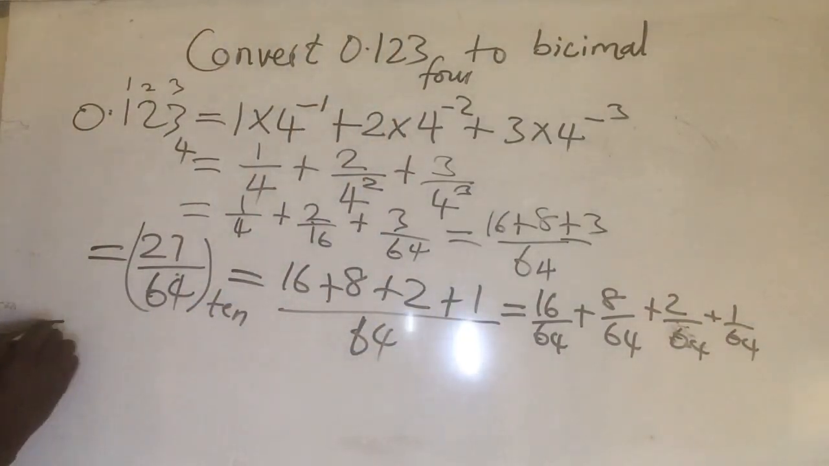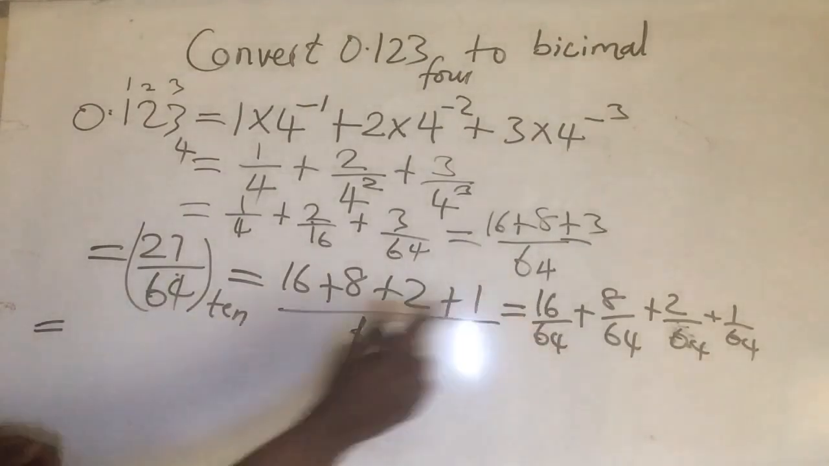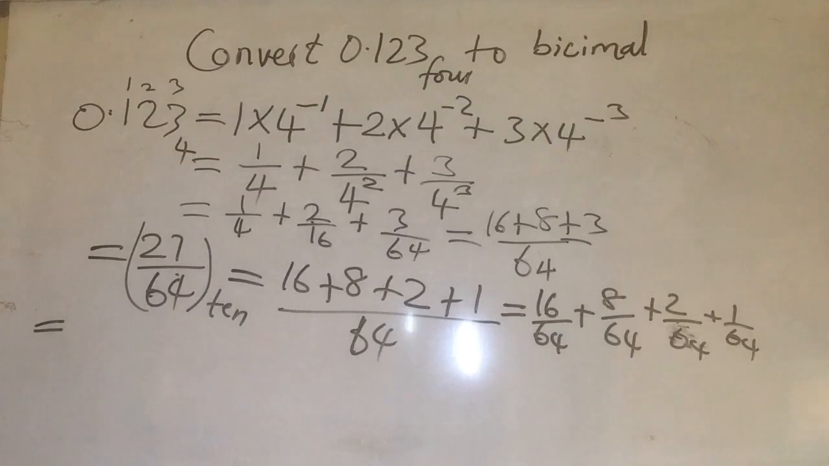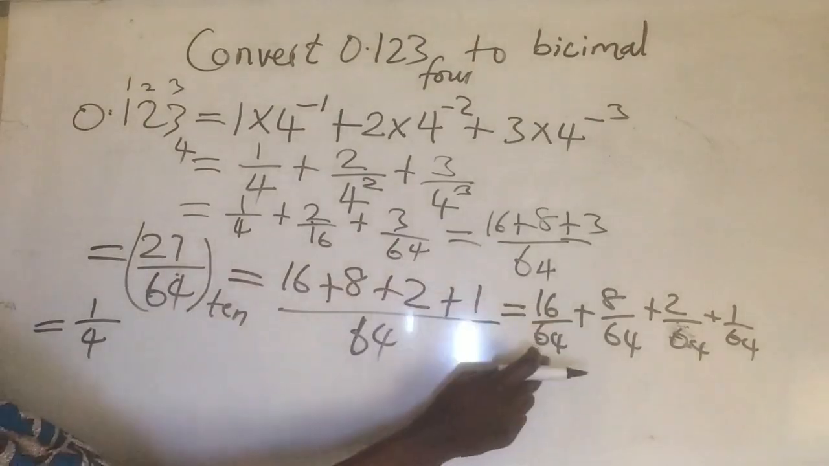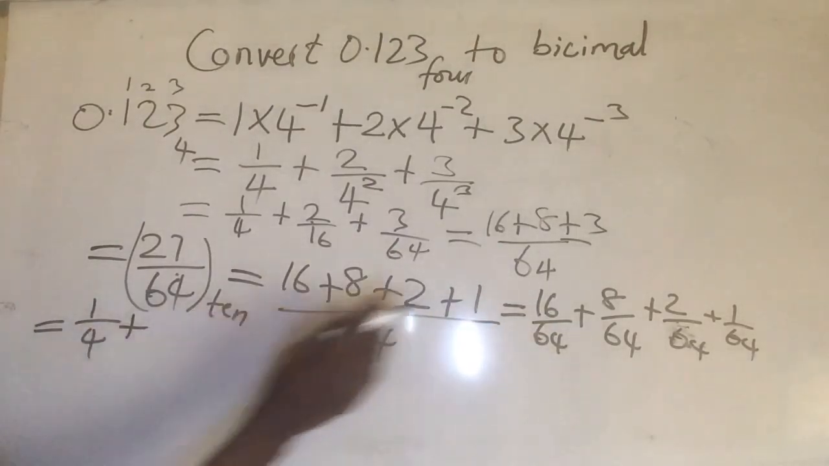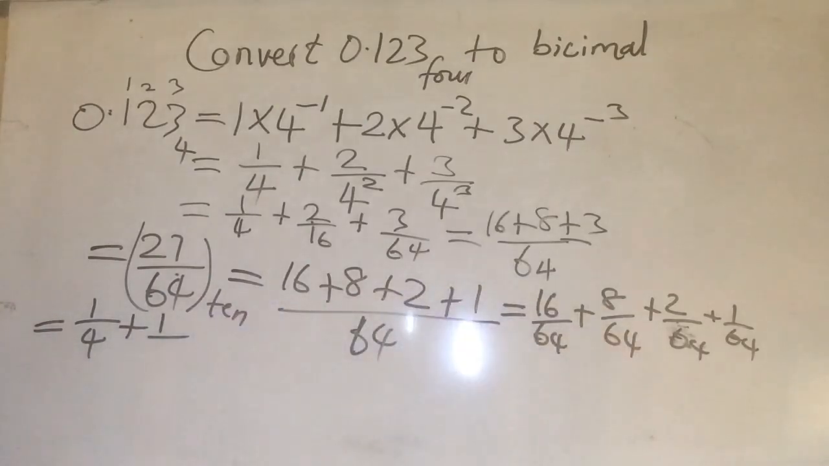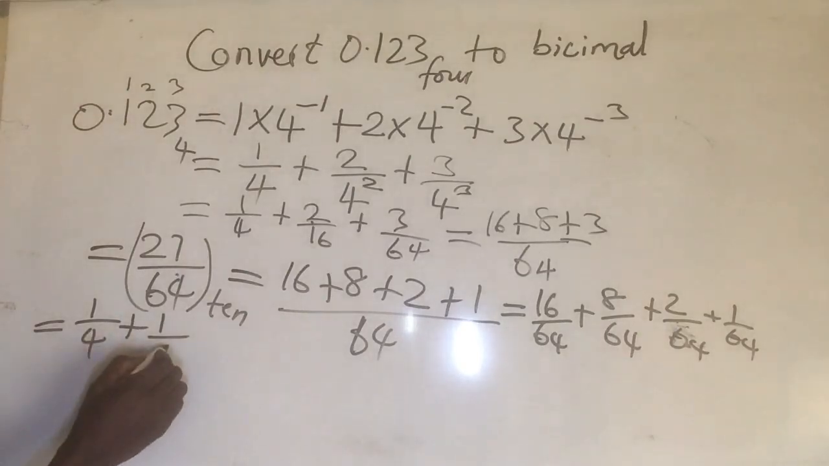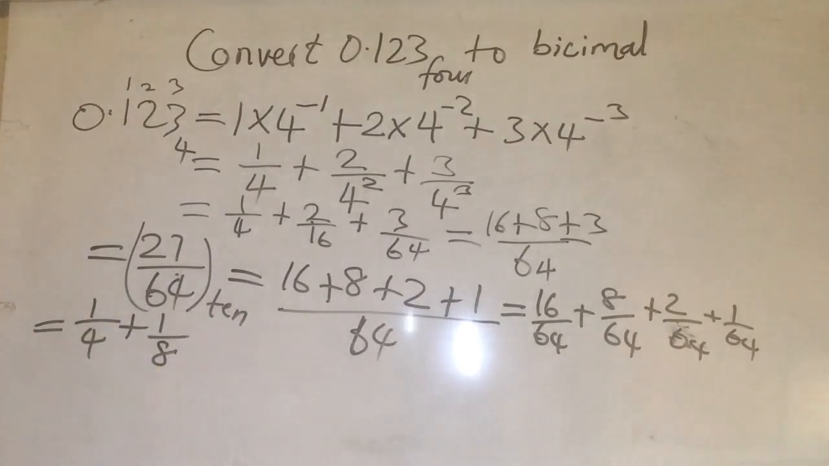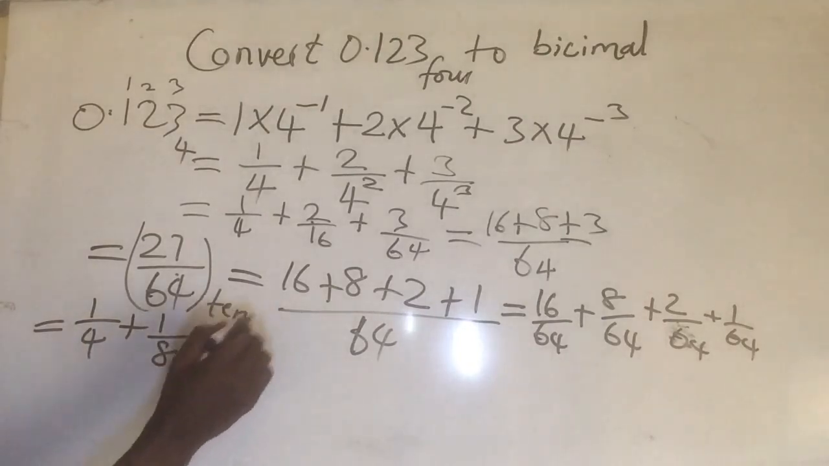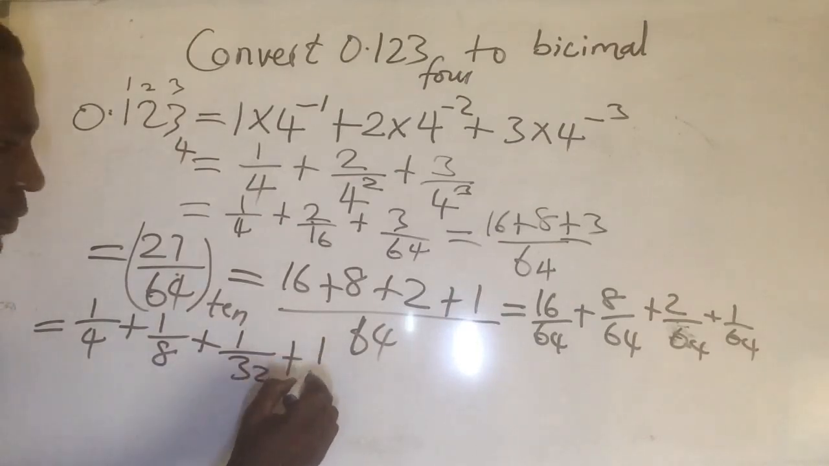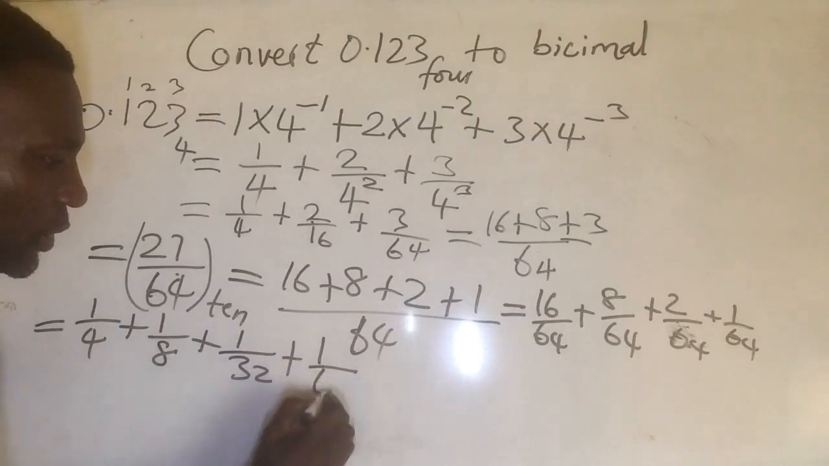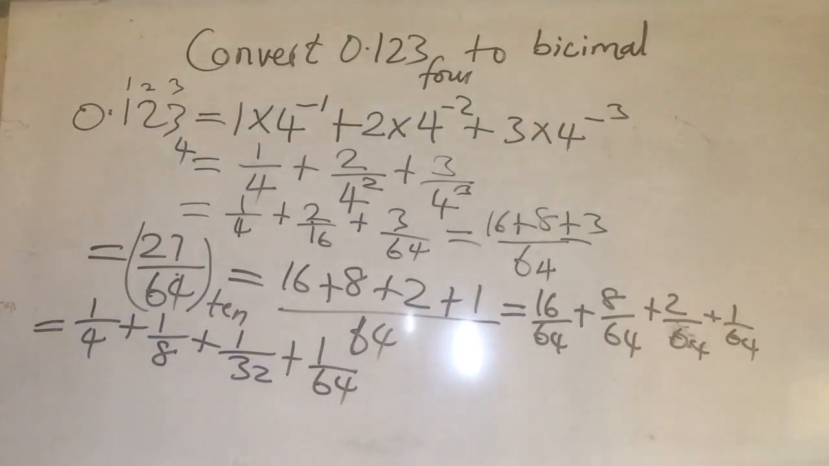Now 16 cancels itself, it will be 1 over 4, since 16 times 4 is 64. Plus 8 cancels itself, and 8 times 8 is 64, so it will be 1 over 8. Then plus 2 cancels itself, and 2 times 32 is 64, so 1 over 32, plus 1 over 64. Then we continue.